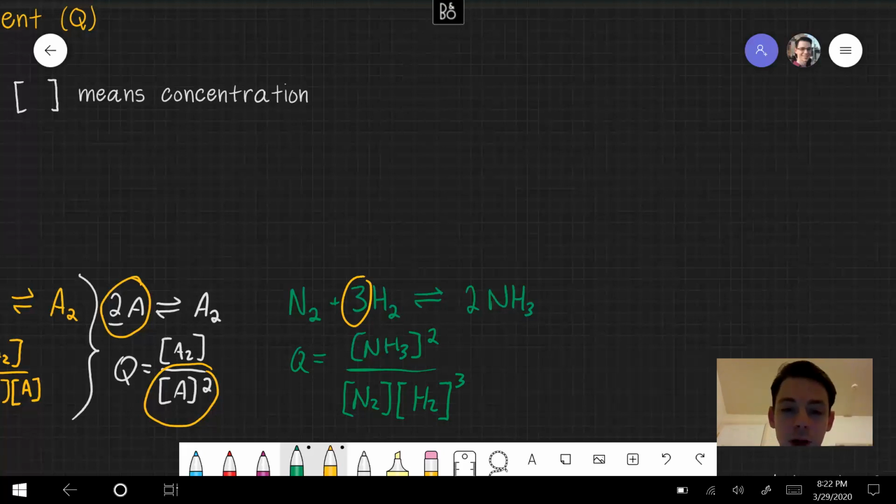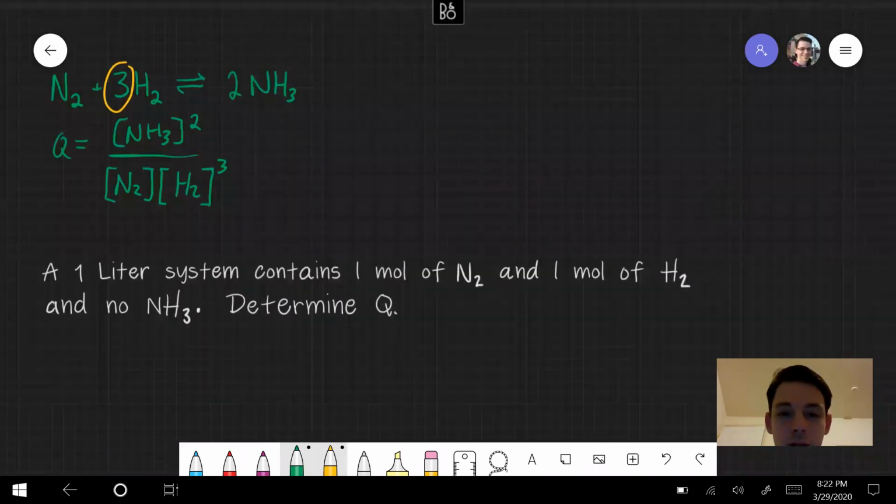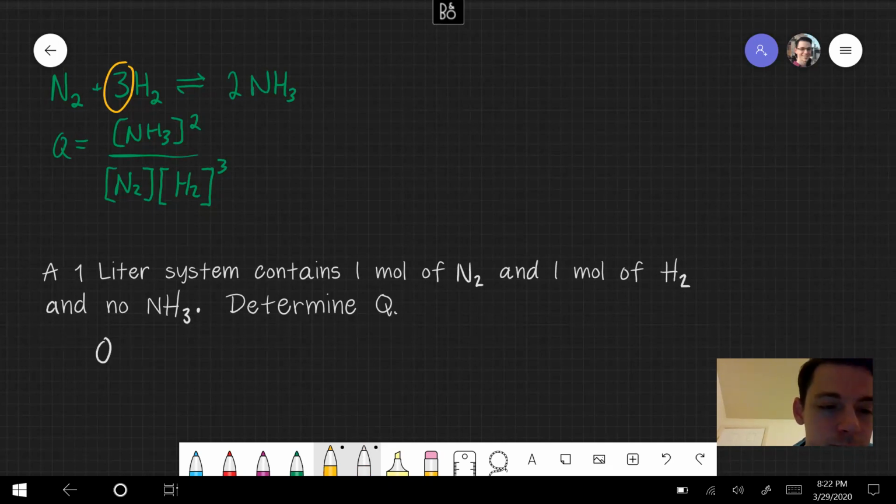So let's try another problem. Let's use this one as an example. Okay, a 1 liter system contains 1 mole of N2 and 1 mole of H2 and no NH3. Determine Q. Okay, so Q is an expression that we could solve for numerically if we knew the values for each substance. And here we're given 1 mole of N2 and 1 mole of H2 in 1 liter. So those would both be 1 mole per liter. Q here is a pretty easy one to solve for. You'll see why in a sec.